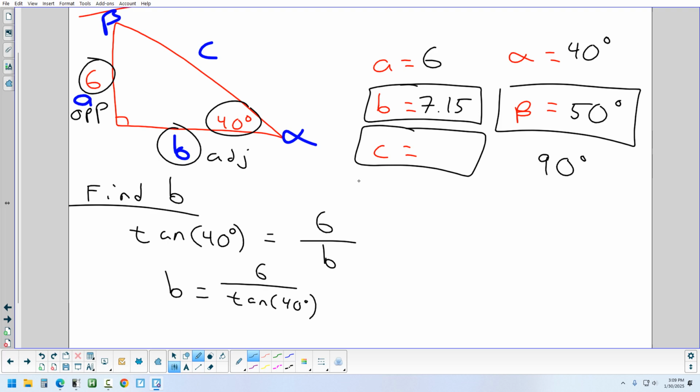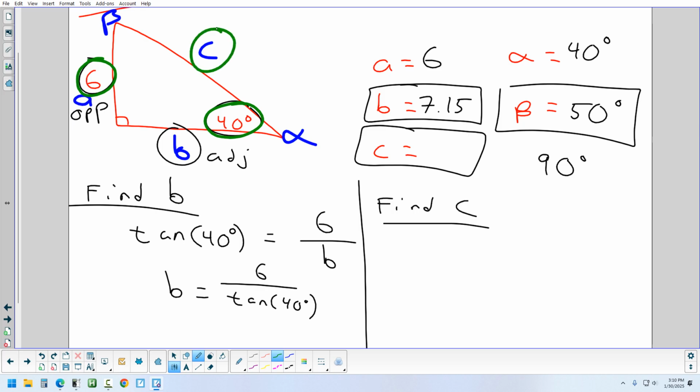Okay, so let's find C the same way we found B. This time we're still using the 40. We're still using the 6 because those were given. But now we want to involve C. What position is that side? Yep, that's the hypotenuse. So now, looking at the one circled in green, we want to involve opposite and hypotenuse. What trig function is that? Yeah, sine. That's the sine.